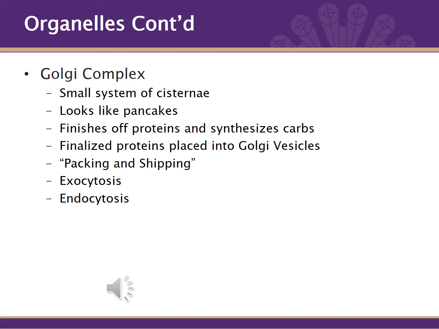The Golgi complex, or complexes of a cell, are systems of small cisternae, much like endoplasmic reticulum, but slightly smaller. They tend to resemble stacks of pancakes. The Golgi complex will finish off protein synthesis and also build carbohydrates. When synthesis is finalized, the Golgi complex will help package proteins and sugars into vesicles that can then be moved through the cell. The vesicles look like little tiny bubbles and essentially are transport capsules. Vesicles can also transport things into and out of a cell through processes of exocytosis and endocytosis.